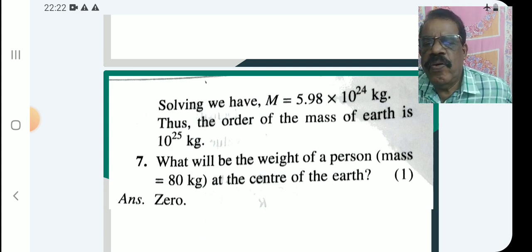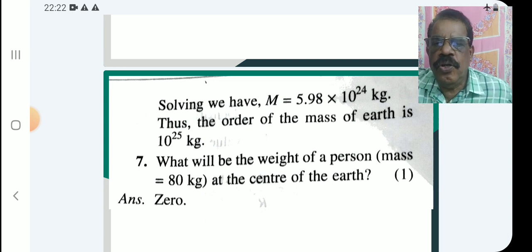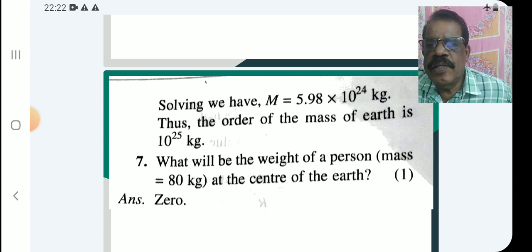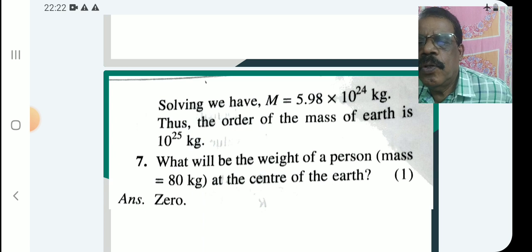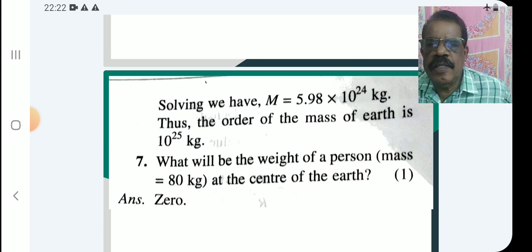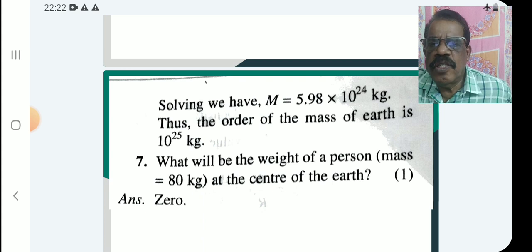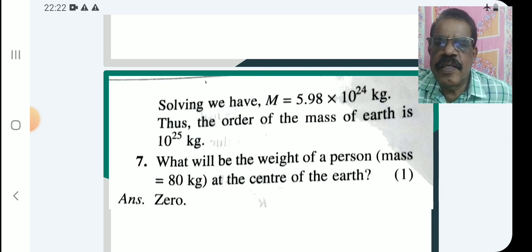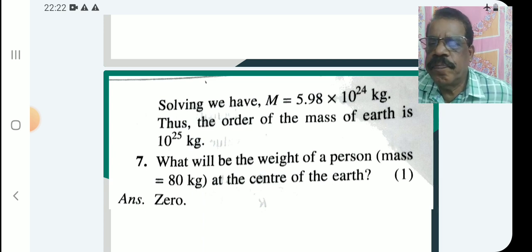Here we have calculated the value of mass of Earth as M is equal to 5.98 into 10 raised to 24 kilogram. Thus, the order of the mass of the Earth is 10 raised to 25 kilogram. 5.98 we can approximate as 10. In that case, it is 10 raised to 25. So you remember this value. M is 5.98 into 10 raised to 24 kilogram. That is the mass of Earth.